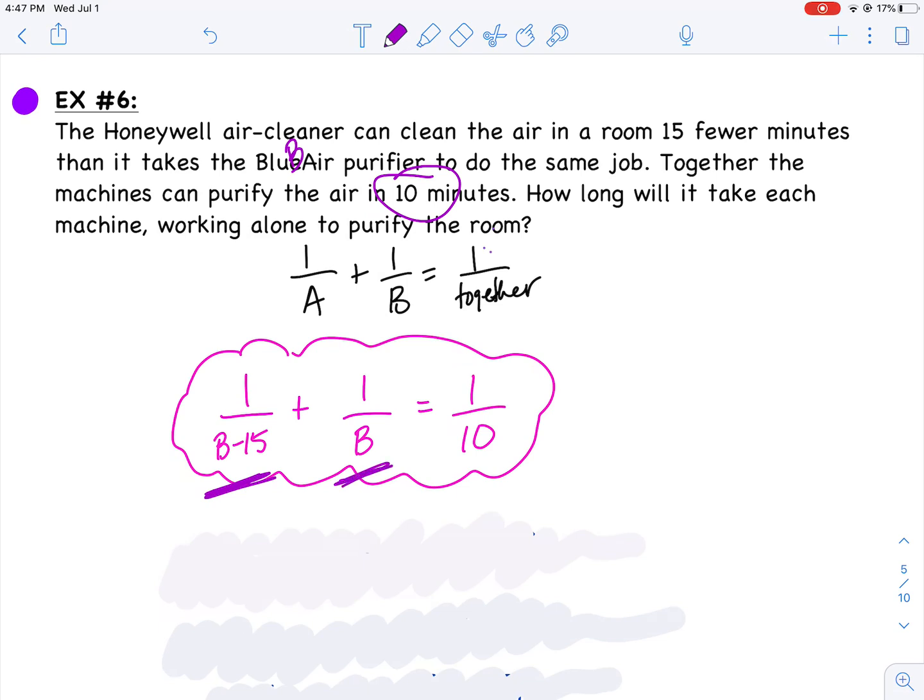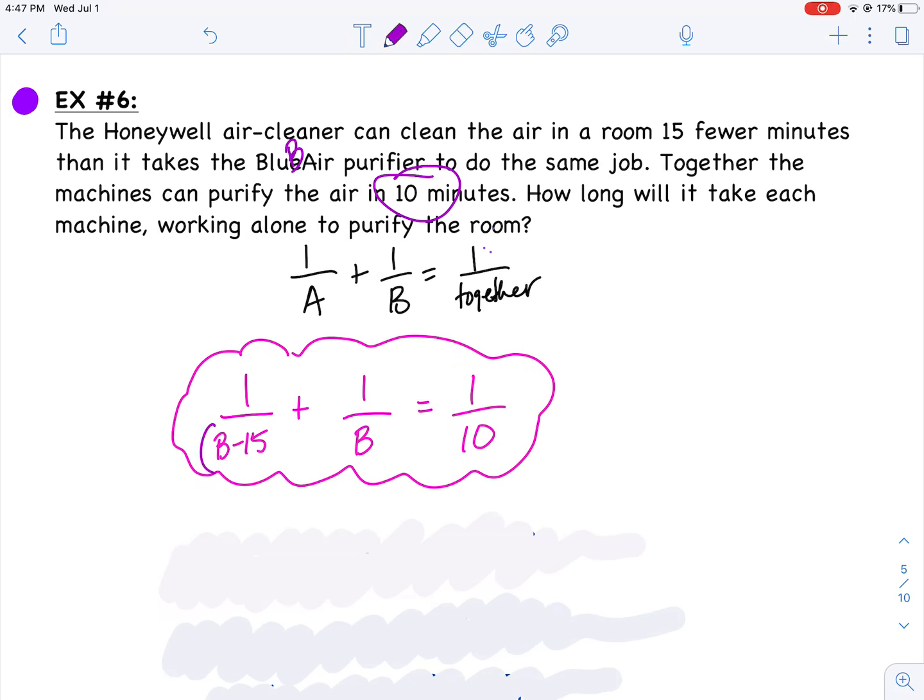We don't know how long it's going to take the blue air. That's why I'm going to keep that a B. And we do know how long it takes them together to do the job. Remember, it was 10 minutes? So that's how I set up this equation. Now I have a rational equation with different denominators for each piece. I can go ahead and find a common denominator, and then we can solve and figure out how long it will take each of these cleaners to do it by themselves.